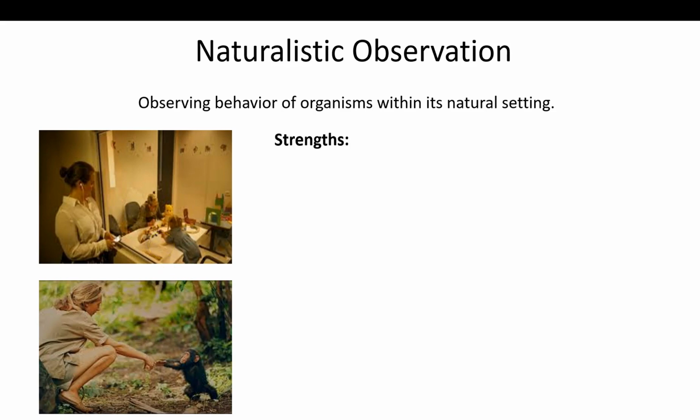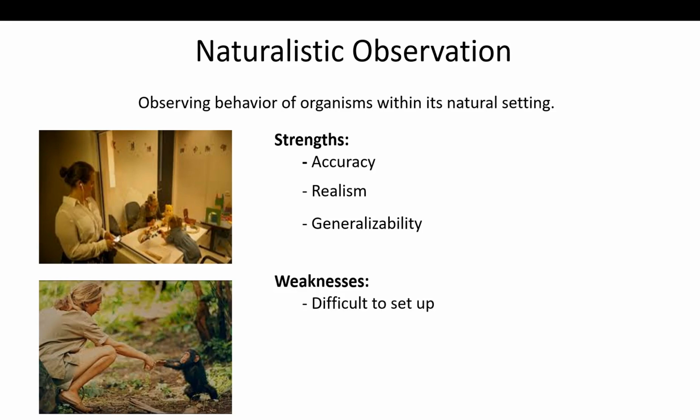Some strengths to natural observation is that it is extremely accurate when investigating behavior because the behavior occurs naturally. And since there is a lot of accuracy and realism, natural behaviors can be generalized to the entire population. And some weaknesses include that they can be very difficult to construct, especially when the experimenter does not want to influence the behavior that is being observed.